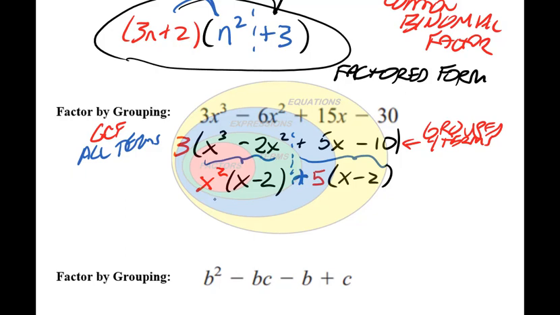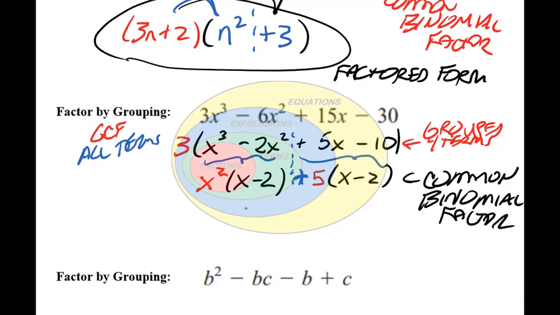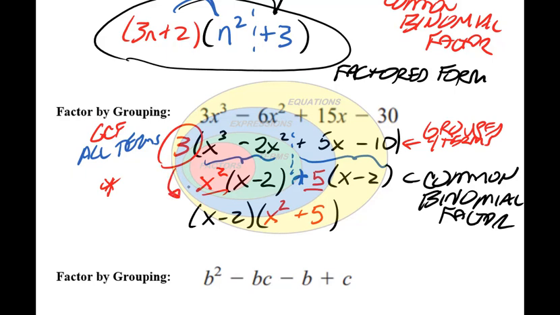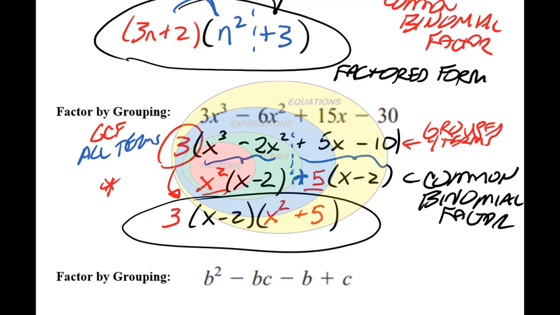So we have a common binomial factor, x minus 2. Now we take that and factor out the x minus 2, and what would be left from our two terms would be this x squared from this term and the plus 5 from this term. Remember, we don't want to forget that monomial factor of 3 from the beginning. So this 3 is also a factor of our original polynomial, and then we factored by grouping the grouped factor. We could check this by multiplying it out, but let's try one last example.